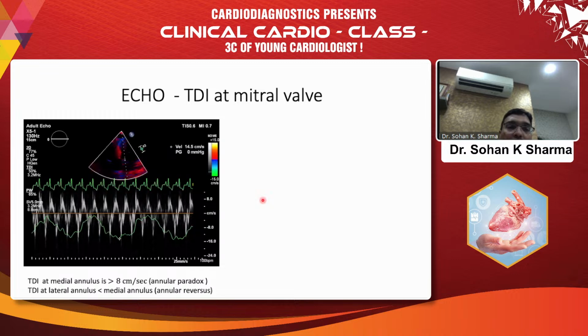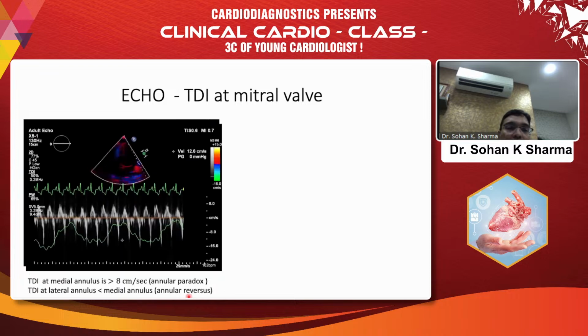This is the TDI at the mitral valve. You see the value of medial annulus E prime velocity is 14.5 centimeter per second. If it is more than 8 centimeter per second, it shows a high TDI value, and this is known as annular paradox. The lateral annulus is usually higher than the medial annulus, while in this case it is lesser than the medial annulus, which is known as annulus reversus. Both these features are seen in constrictive pericarditis.